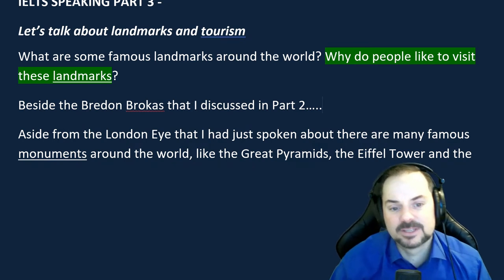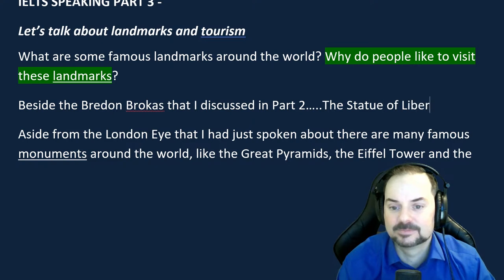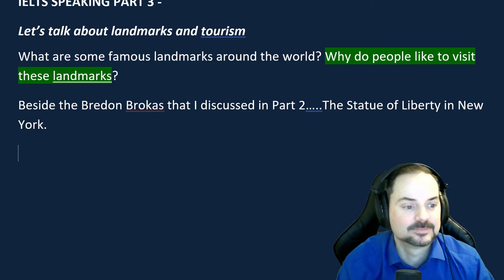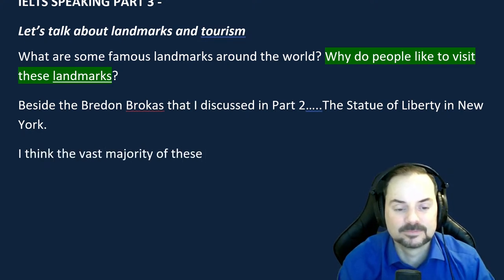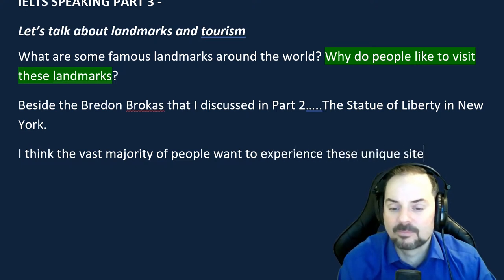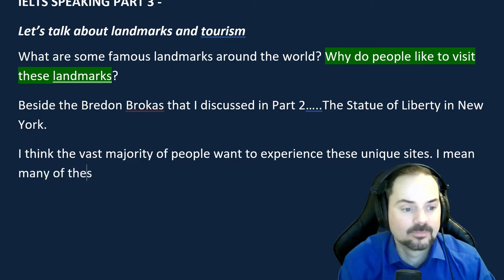Why do people like to visit these landmarks? Well, I think the vast majority of people want to experience unique sites, meaning that it's been a great feat of humanity to build these attractions. The Great Pyramids of Egypt have been built with manual labor only, and so far I don't think anyone has managed to rival that feat.